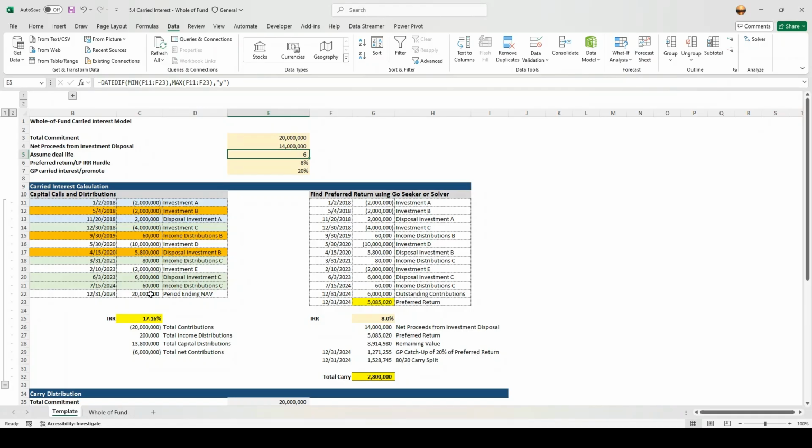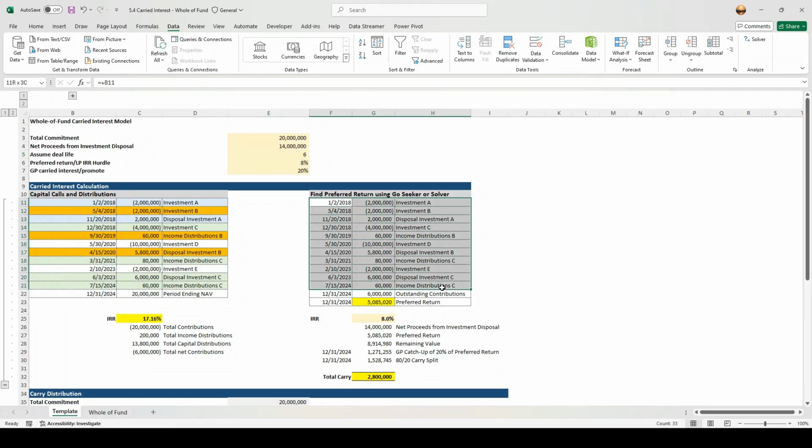Roughly based on the assumption of the ending NAV, we have IRR about 17.16%. So this number is way over 8% of the hurdle. So in this case, we know this fund is eligible to distribute carried interest. So on the right-hand side, we're going to calculate the preferred return and figure our carried interest table down below.